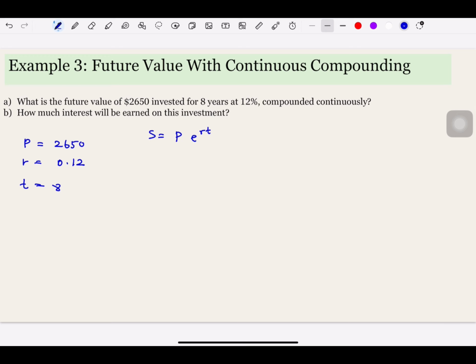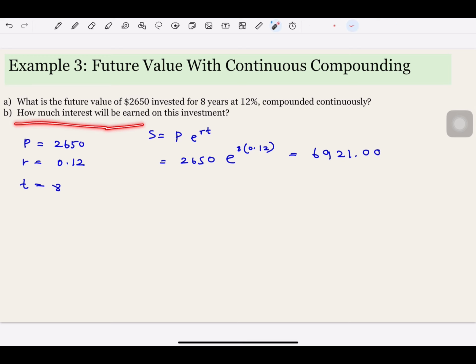So you have to use this formula. The principal is $2,650, times e to the power R times T, which is 8 times 0.12. If you use your calculator, you get the value of $6,921. So this is the future value of this investment. Moving on to the next part.